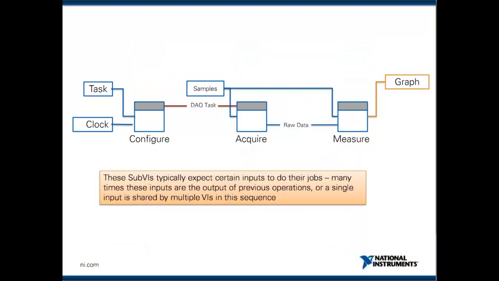So of course these sub-VIs are going to require some form of data in order to do their job. We can see here that the configuration needs to know which task and which clock to use. We'll need to know the number of samples for the acquisition, of course the DAC task that we previously configured. The sample value will have to be shared with the measurement task, perhaps for the sake of windowing on an FFT or something. But as we can see, basically these sub-VIs have well-defined sets of things they need to do their jobs and the data they will return once they've completed their task.